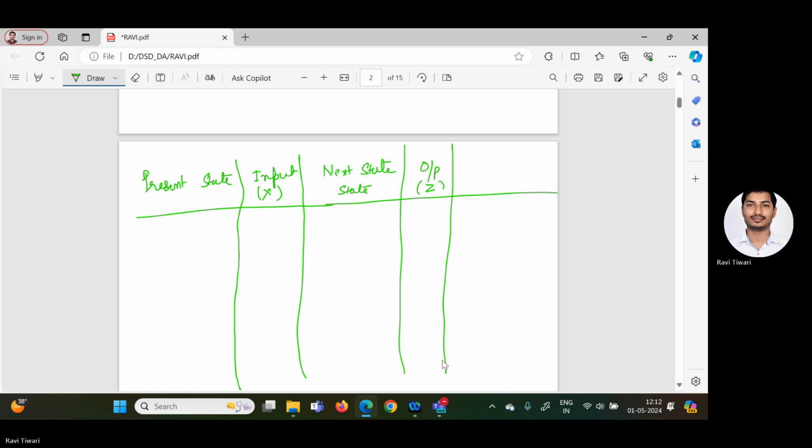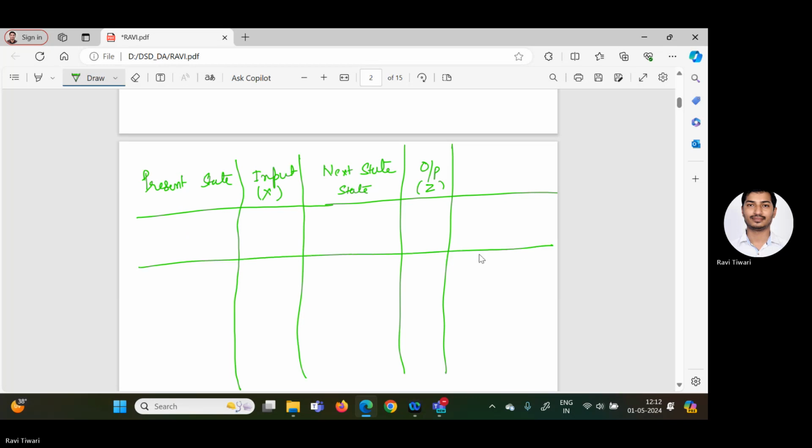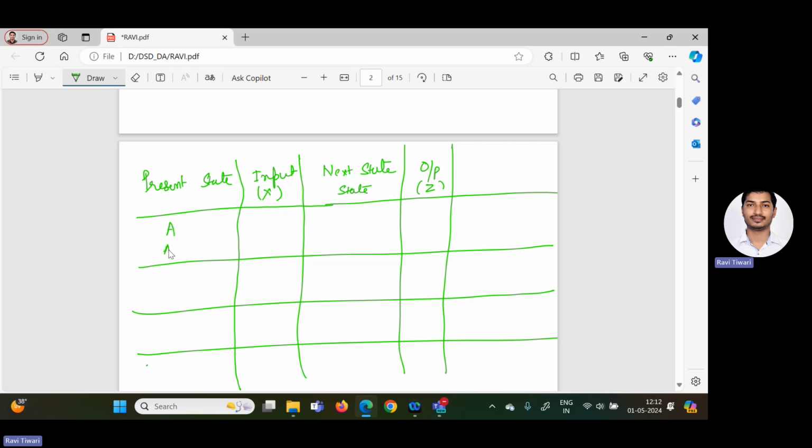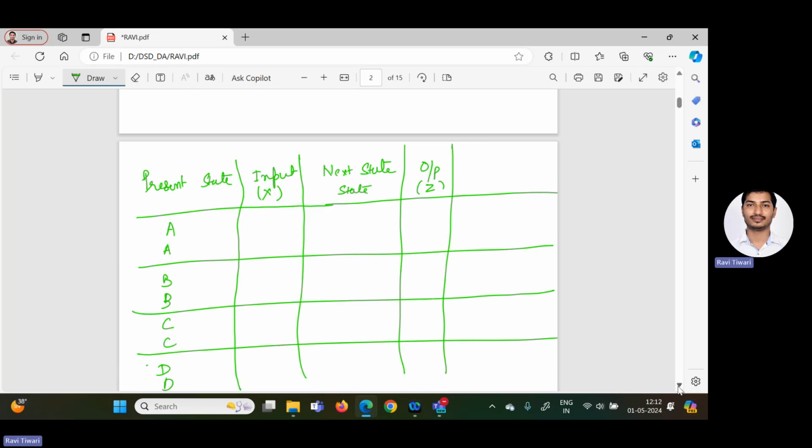Now here, how many states do we have? We have 4 states A, B, C, D, right? Here you write down A, B, C, D, so this is A, A, B, B, C, C, D, D. Input can be either 0 or 1, because at any state we have two options: either you get next input as 0 or 1. So you have to write down all the possible combinations here also: 0, 1, 0, 1, 0, 1, 0, 1.